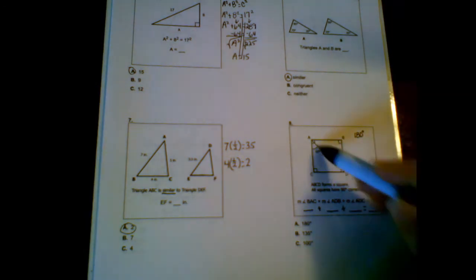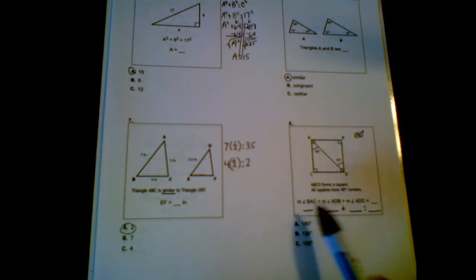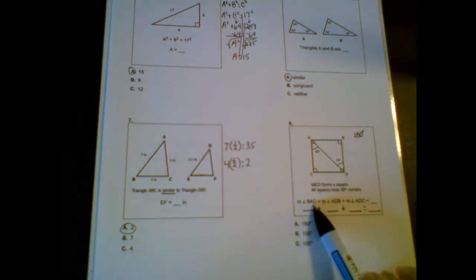For number 8, we're looking at a square that has been divided into two triangles here by drawing a line diagonally through the middle. We're wanting to know what this equation would equal. So we need to know what is the measure of BAC. So let's trace our line, BAC. Then we need to know the measure of this angle. We already know this is a square and all of the angles in the corner are 90 degrees. So we know that one is 90.